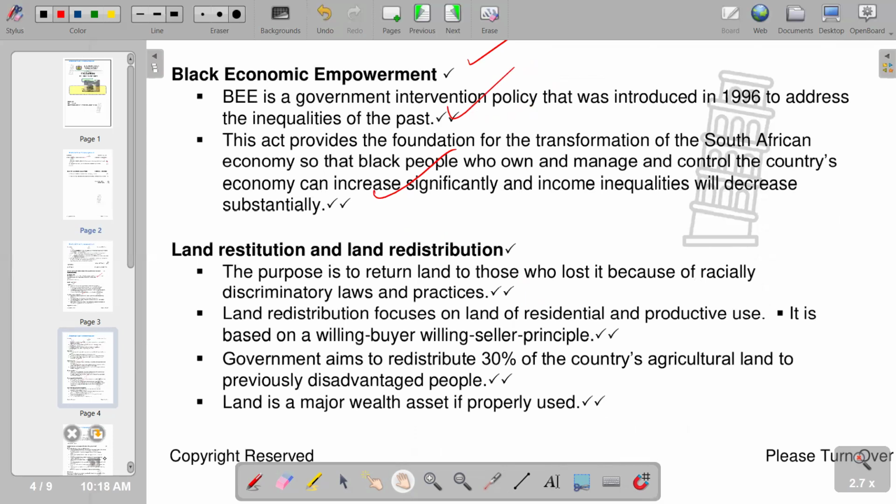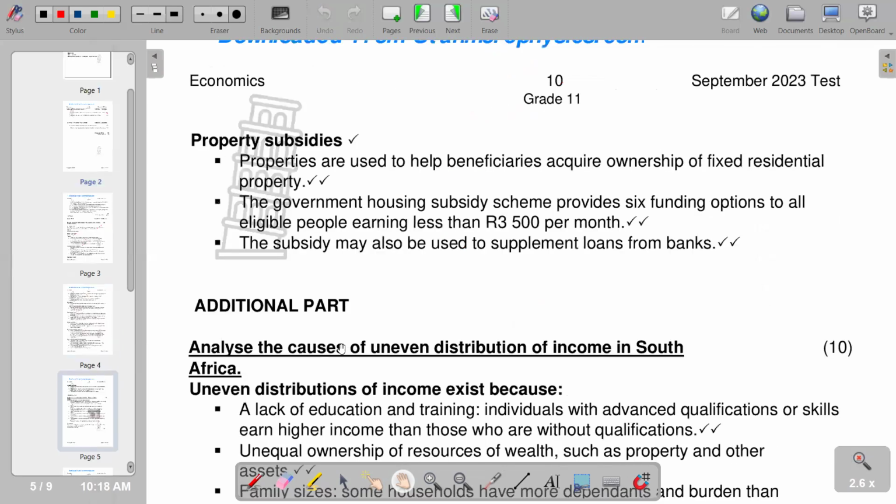And moving on to the next part, we have property subsidies as a method of redistributing income, whereby subsidies are used to help beneficiaries acquire ownership of fixed residential property. The government housing subsidy scheme provides 6 funding options to all eligible people earning less than 3,500 rands per month. So this is what we have under property subsidies.